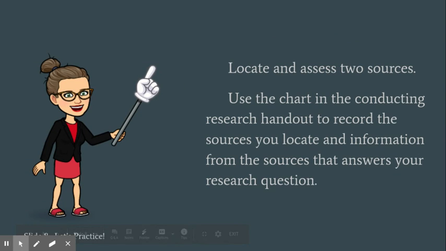Now you are going to locate and assess two sources related to your research question. You're going to use the chart in the Conducting Research handout to record the sources you locate and the information from the sources that answers your research question.